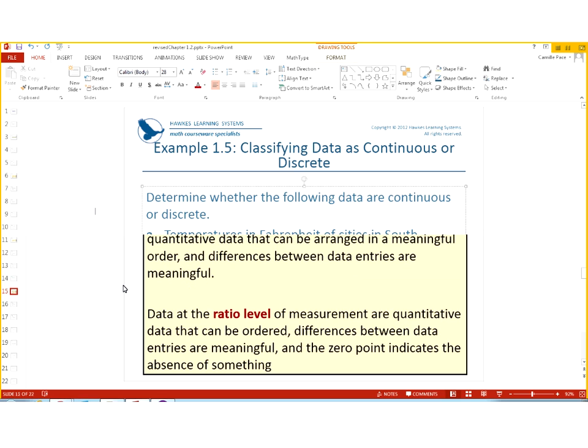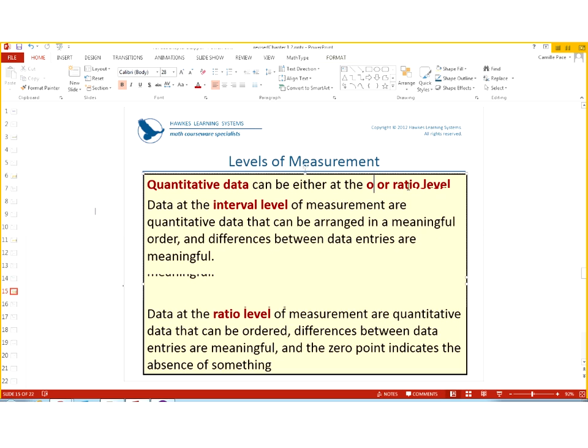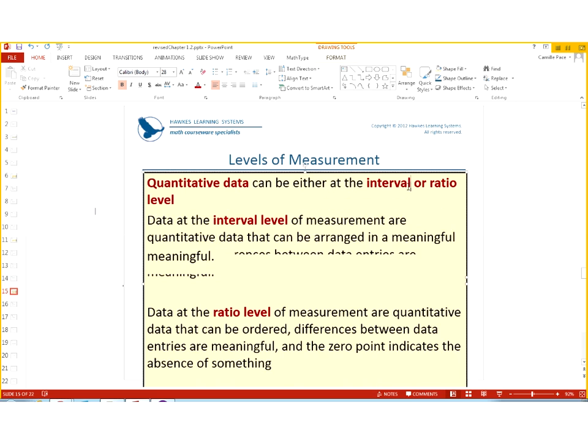All right. Quantitative data can either be at the interval or at the ratio level too. Excuse me, it's not supposed to be ordinal. It's supposed to be interval. So it should be at the interval level. So, data at the interval level of measurement are quantitative data that can be arranged in a meaningful order, and the differences between the data entries are meaningful.